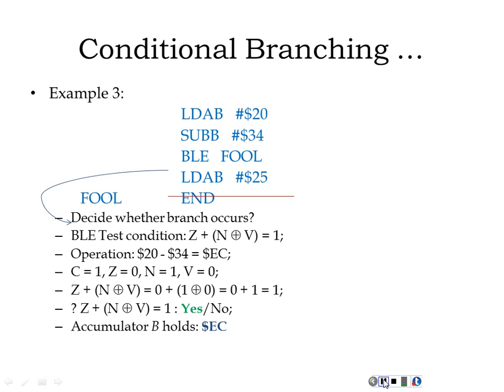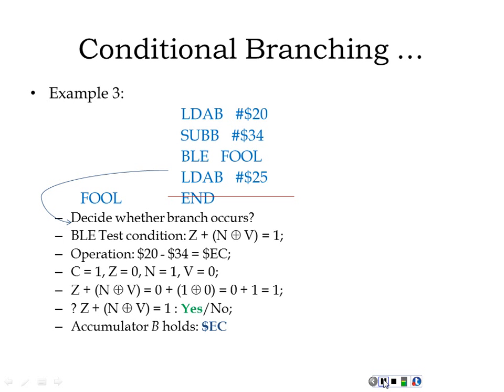This is what I'm saying. So that's why we really want to understand whether the branch will occur or not. So you'll see some questions like this as well, because the question will be asking, what will be the content of the accumulator B after this bunch of lines occurs? All you need to see is whether the branch will occur or not.